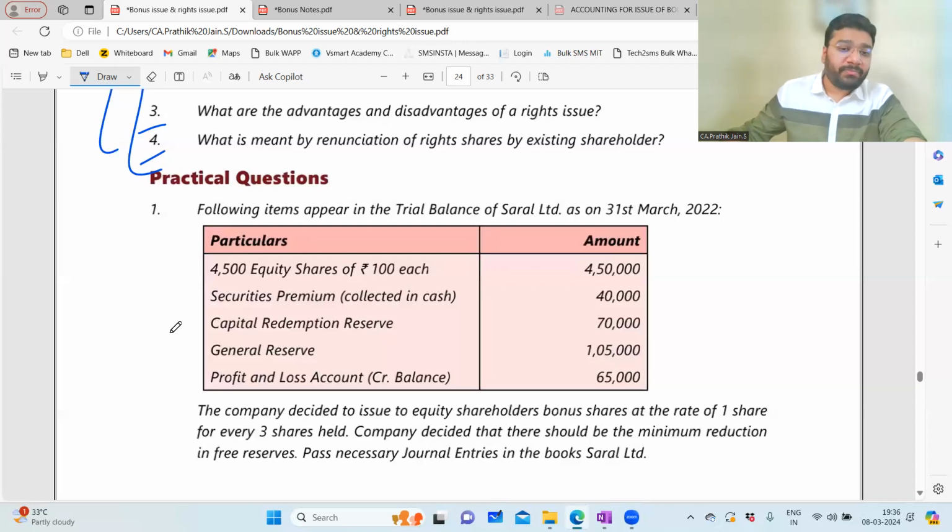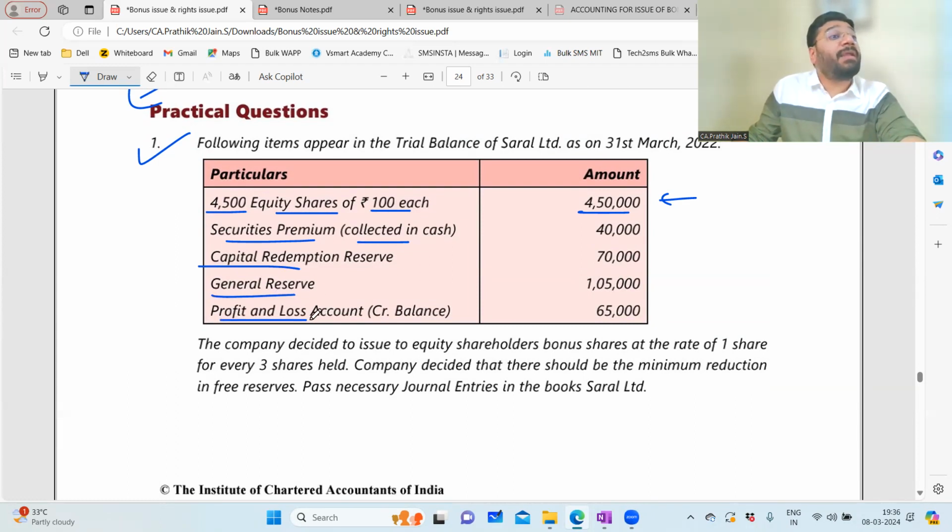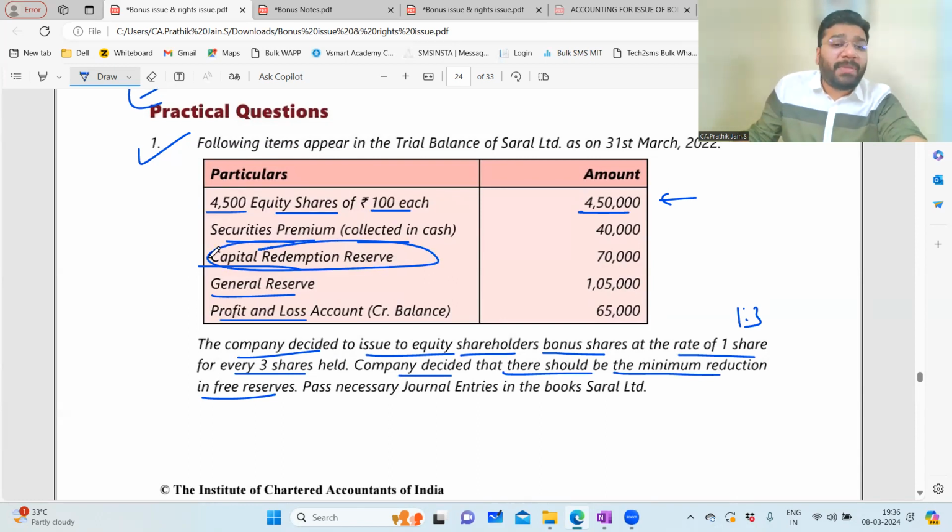Then comes the practical questions. Practical question 1, you can take it as homework. Very simple question. 4,500 equity shares of 100 each, 450. So can I say this is case 1? Fully paid up shares. Securities premium collected in cash. CRR, GR, PR, P&L credit balance. The company decided to issue equity shares, a bonus share to equity shareholders at the rate of 1 share for every 3 shares. So the ratio is 1:3. The company decided there should be minimum reduction in free reserves, obviously, because we want to first empty the CRR. So can I take this as homework?